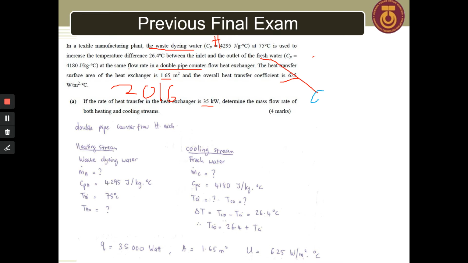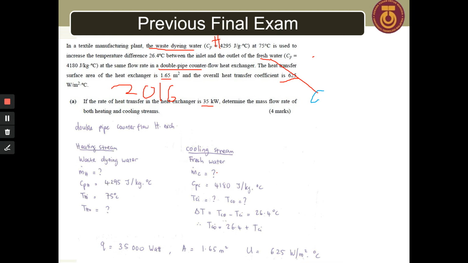Now, we can write down all this information. As I mentioned just now, wastewater is the heating fluid or the heating stream. So, the mass flow rate is unknown. The mass flow rate for the cooling stream is also unknown.